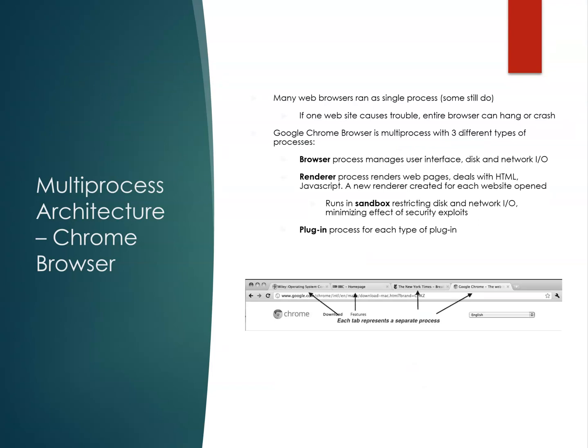So, multiprocess architecture. Chrome is a good example. Some web browsers ran as single processes using threads. However, the problem is if one website caused problems, the entire browser would crash. Chrome is multiprocess with three different types of processes. There's a browser process, which manages the UI, the renderer process, which renders pages with HTML and JavaScript, and a plugin process for each type of plugin.